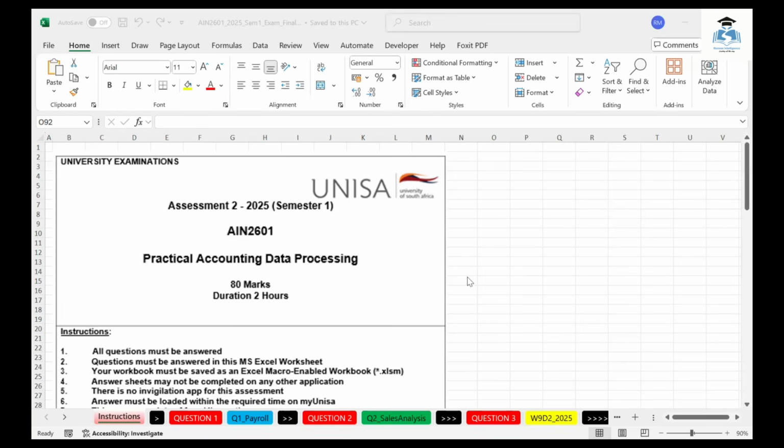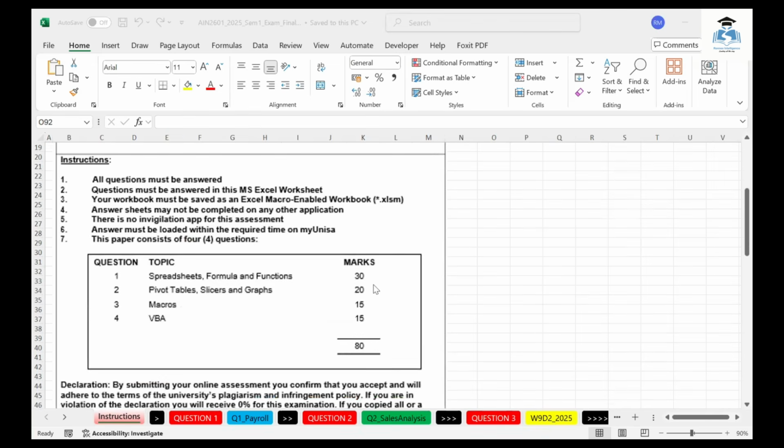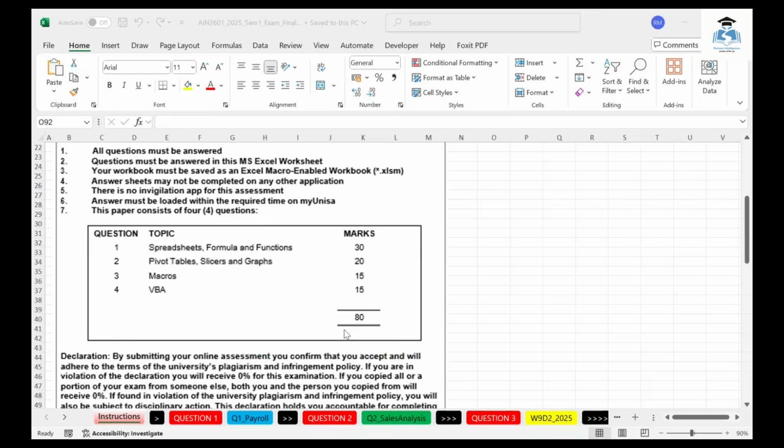All right. So this one is for last semester. You see, it's 30 marks again. Spreadsheets, formula, function. So if you are able to do these first two, then macros is very easy. Then I don't see the reason for you to fail, guys. I don't see it.